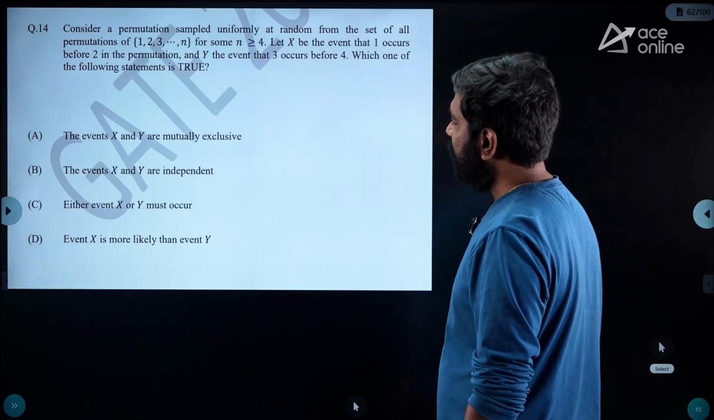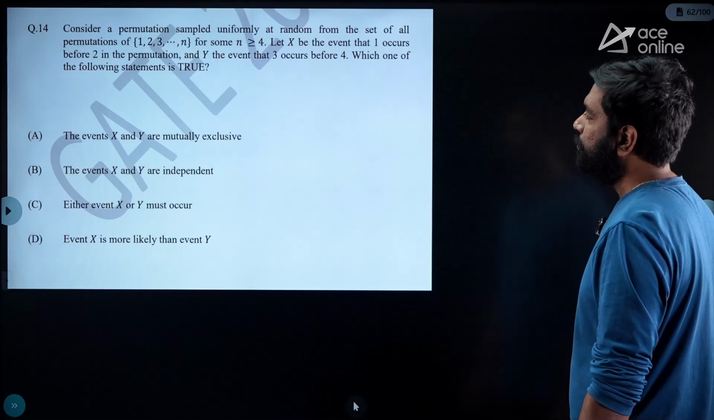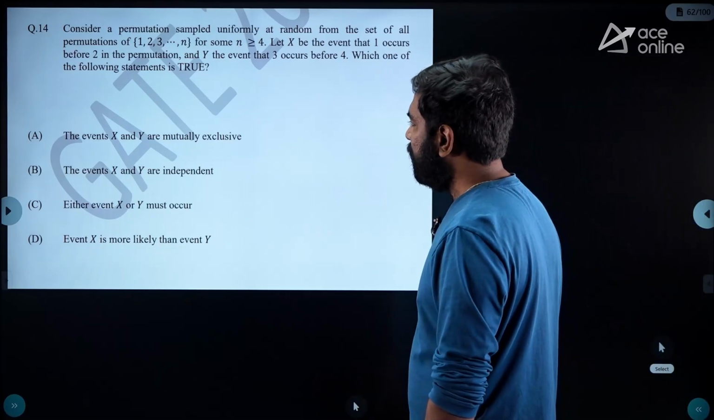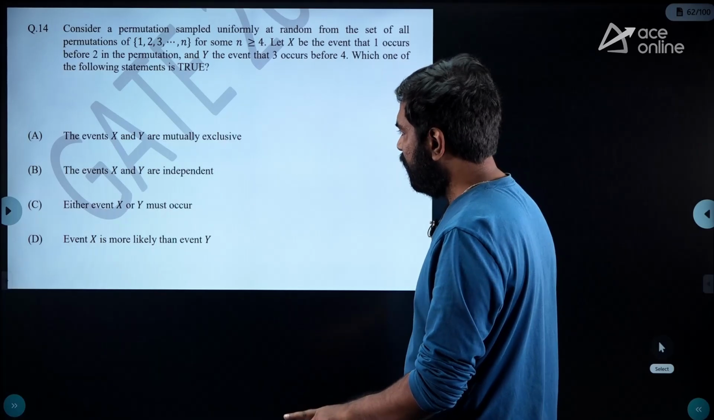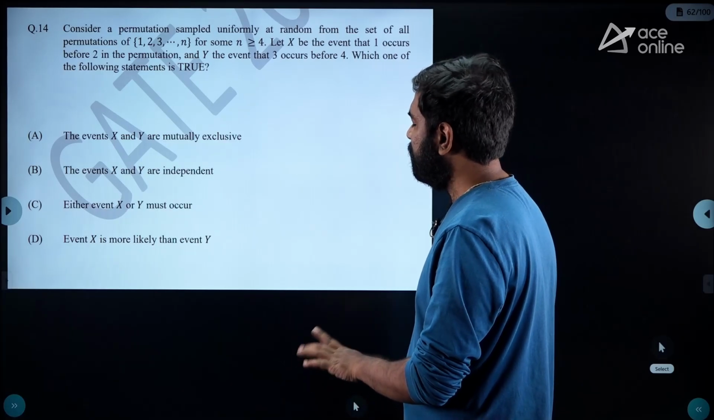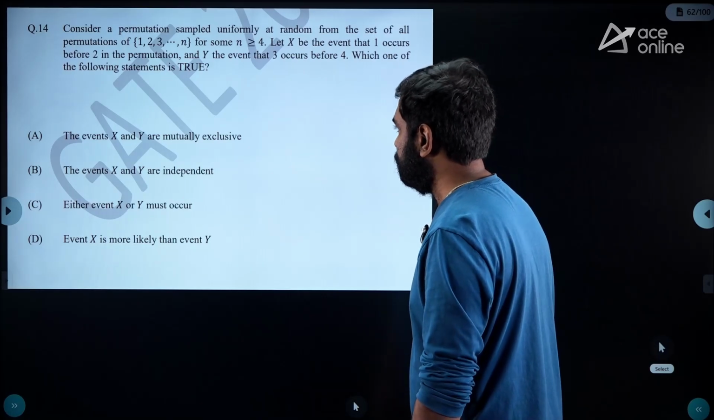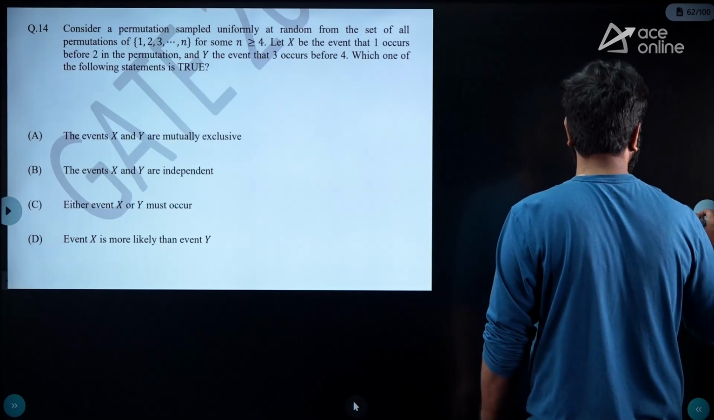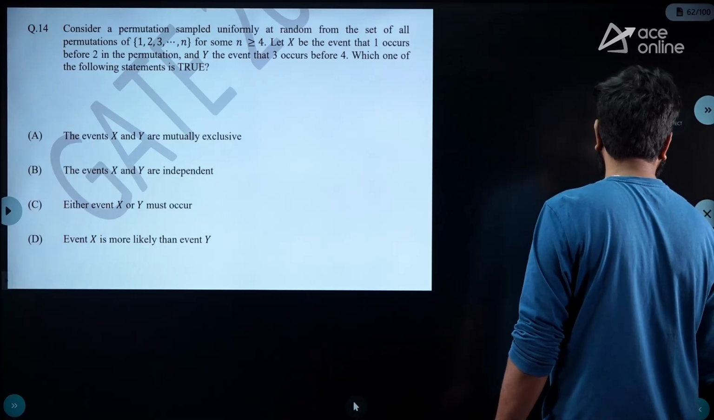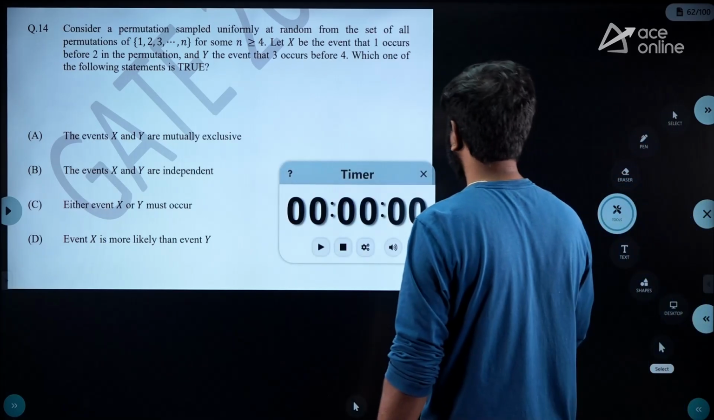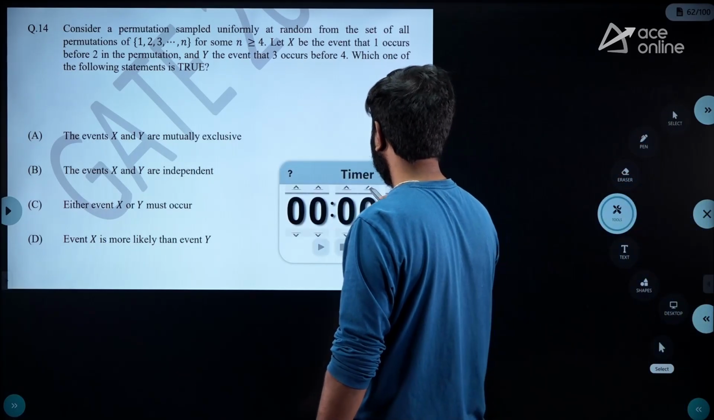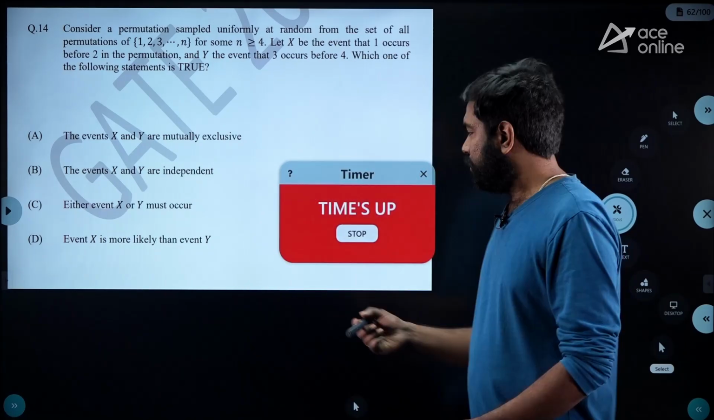The events x and y are mutually exclusive. The events x and y are independent. Either event x or y must occur. Event x is more likely than the event y. So I'll give you 2 minutes time. Can you give your response? I'll also create a poll. So students, please reply in that poll. So let's see.